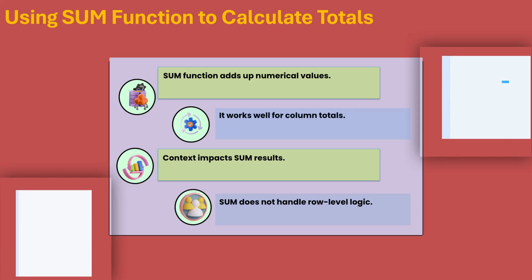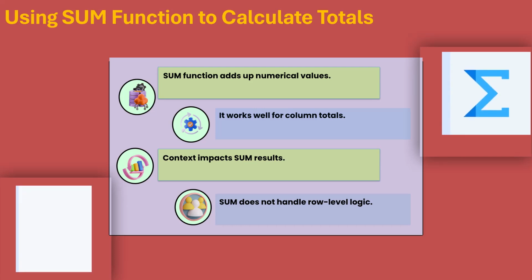The SUM function is the basic math of Power BI. It simply adds things up. Whether it's revenue, expenses, or the number of donuts consumed in a week, it gives you the grand total. However, context matters. If you sum up values without considering filters, you might get unexpected results. And remember, SUM is great for columns, but isn't the best choice for row-level calculations.